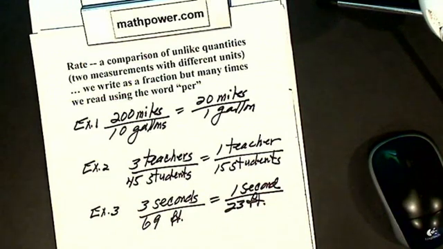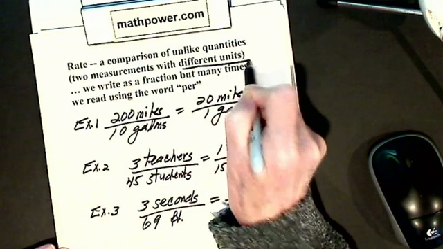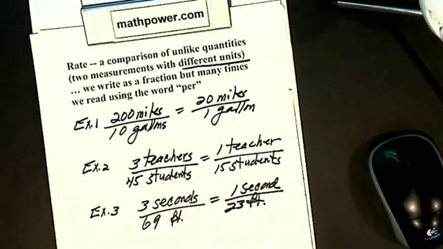Now we have to talk about rates. We know what a ratio is. It's a comparison of like quantities. In other words, two measurements with the same units. Rate, the only difference is that we have different units. So we write it as a fraction, but many times we read it using the word per.